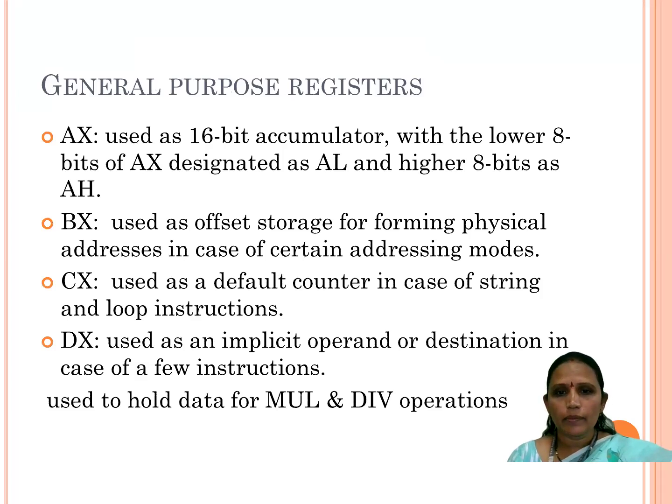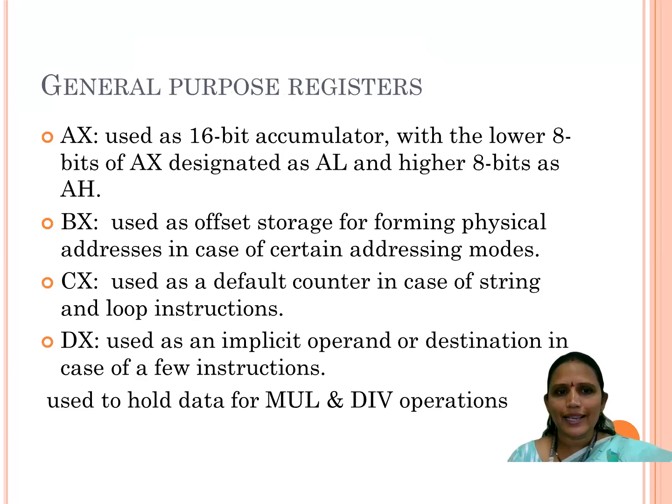And coming to the BX register, it is called the base register. It is used as an offset storage for forming the physical address. If you want to form the physical address, we take the base address plus the offset address. In that case, we can use the BX register. Coming to the CX register, by default, the CX register is used as a counter register. This register can be used in the case of string and loop instructions.